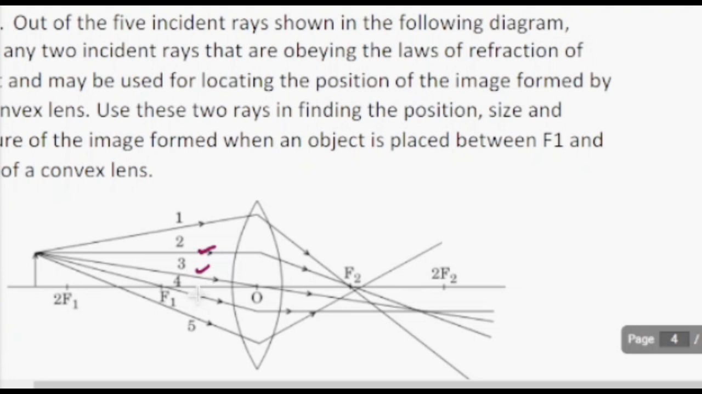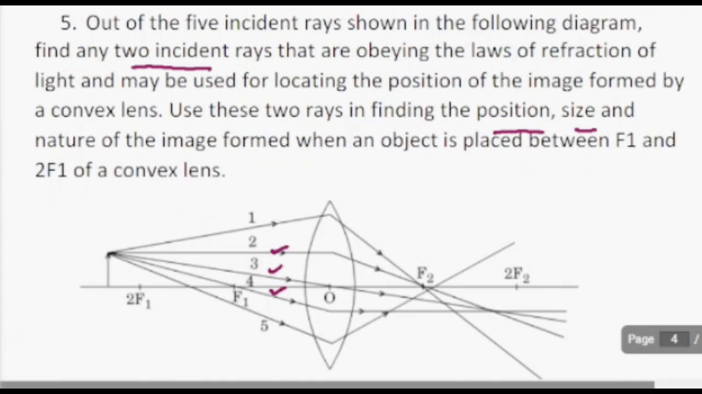Actually, they have asked for only 2 incident rays, but if you see, the 4th is also correct, because the 4th is passing through the focus. So after refraction, how should it go? Parallel to the principal axis. So that is also following the rule. So we now have to use any 2 of these to find out the position, size and nature of the image formed when an object is placed between f1 and 2f1 of a convex lens.